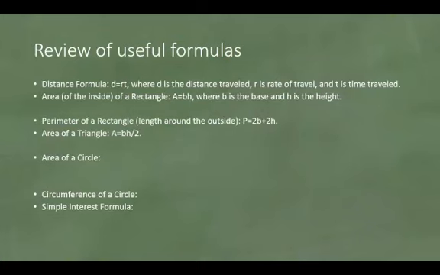Here's a quick review of some useful formulas. The distance formula for something traveling in a straight line says that the distance it travels, d, is equal to the rate of travel times the time it traveled. So for example, if you're trying to find the distance, if you're going 20 miles per hour for 2 hours, that would be 40 miles.